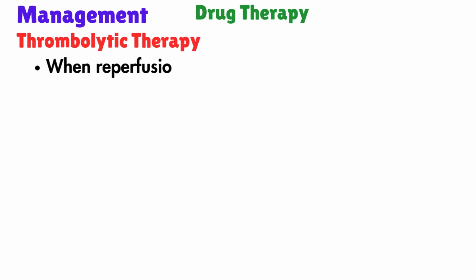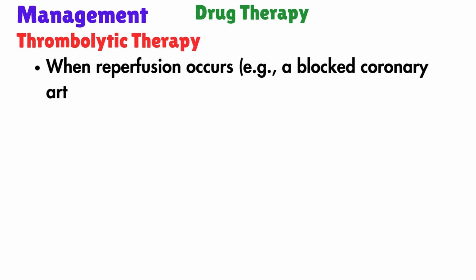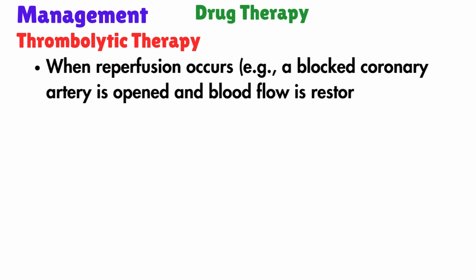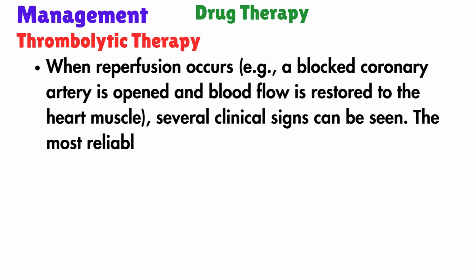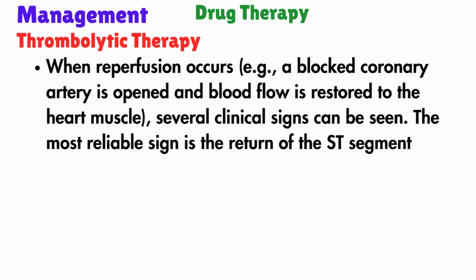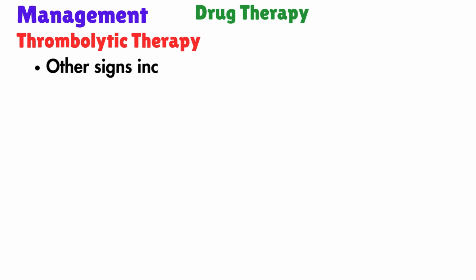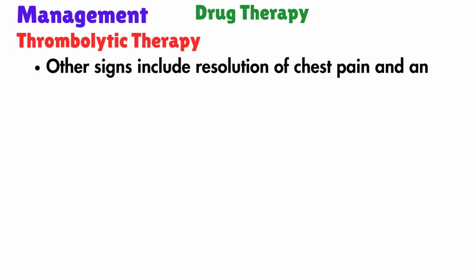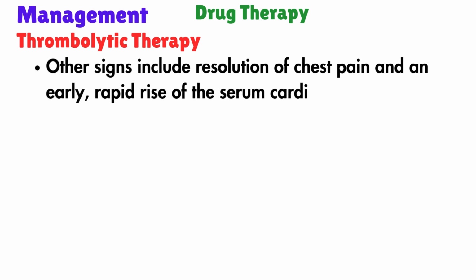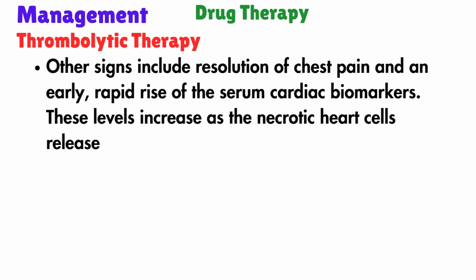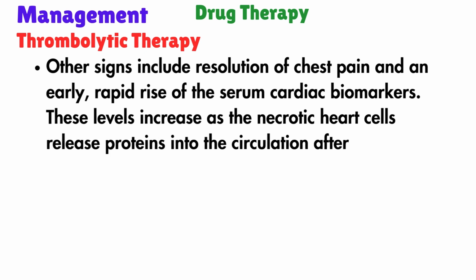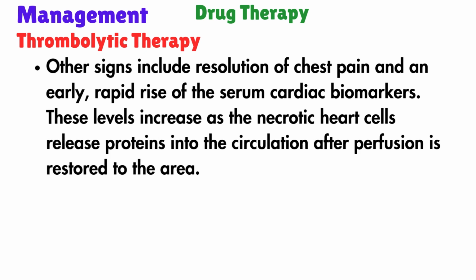When reperfusion occurs, several clinical signs can be seen. That is when a blocked coronary artery is open and blood flow is restored to the heart muscle. The most reliable sign is the return of the ST segment to baseline on the ECG. Other signs include resolution of the chest pain and an early rapid rise of serum cardiac biomarkers. These levels increase as the necrotic heart cells release proteins into the circulation after perfusion is restored to the area.